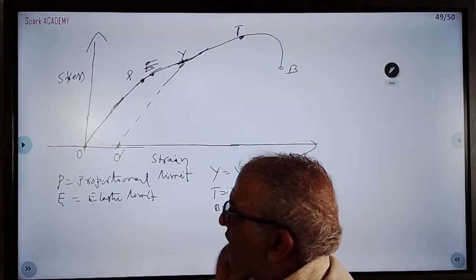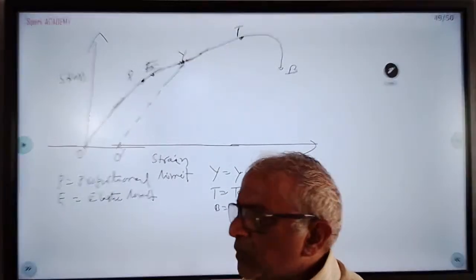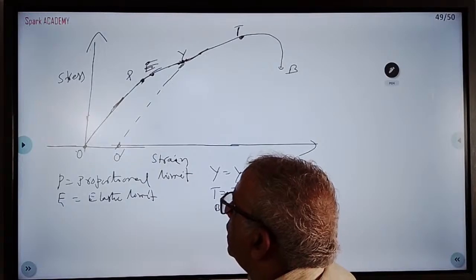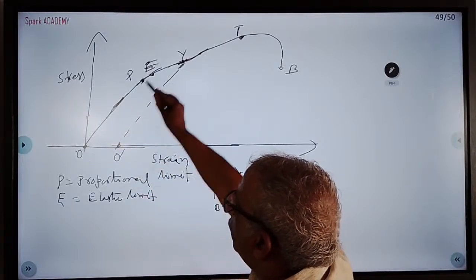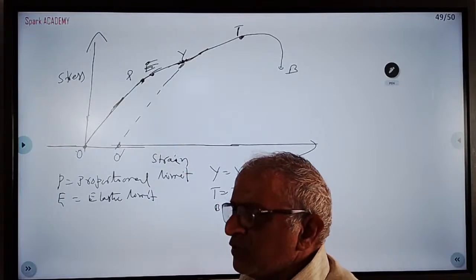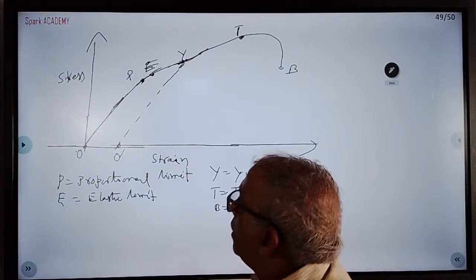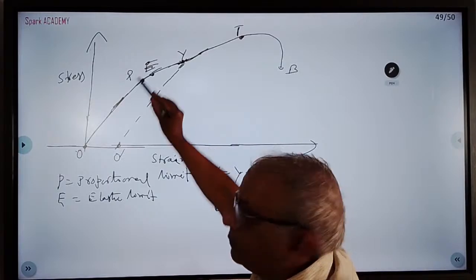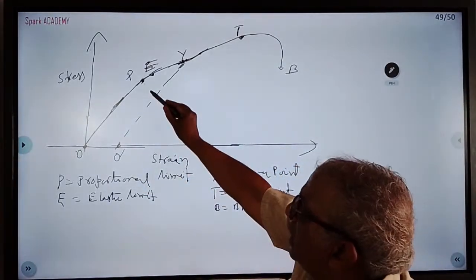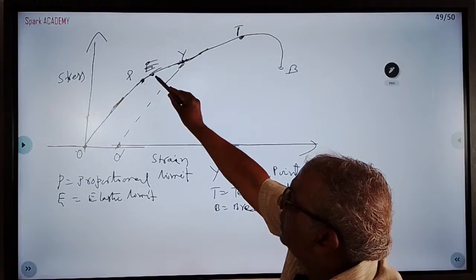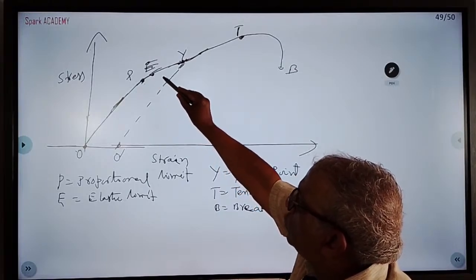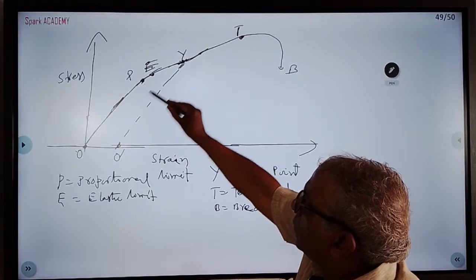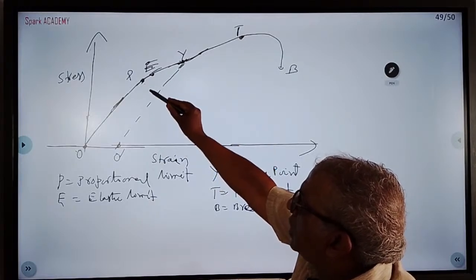Hooke's law is exactly valid. What is Hooke's law? Stress is proportional to strain. As much as stress increases, that much strain increases up to P. OP is a straight line. P is called the proportional limit. Up to P, Hooke's law is valid. After P, it will not exactly obey Hooke's law.